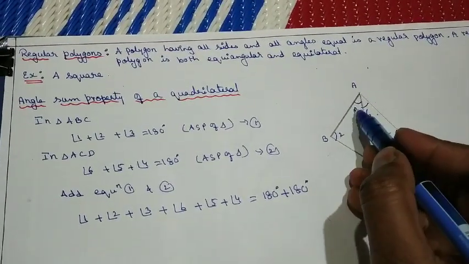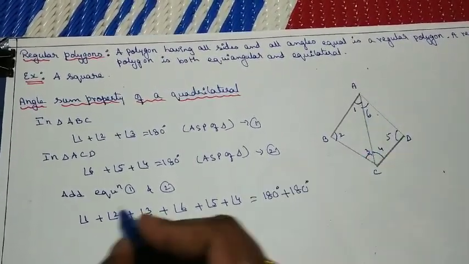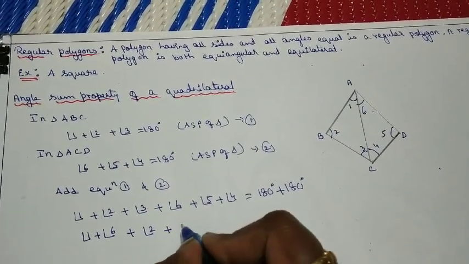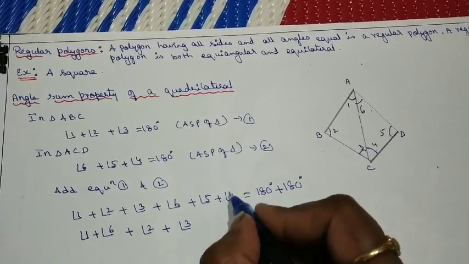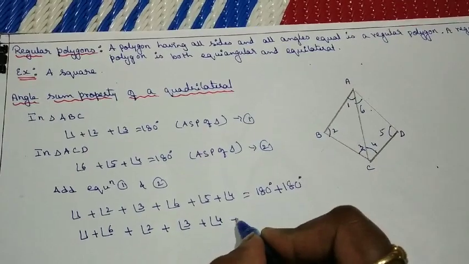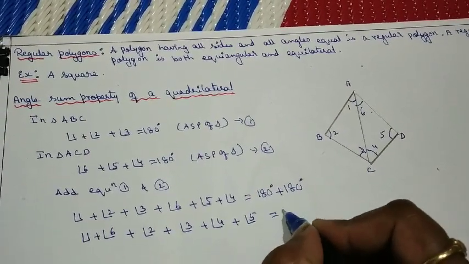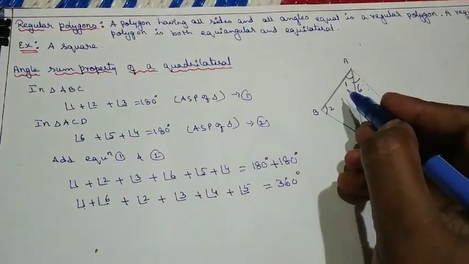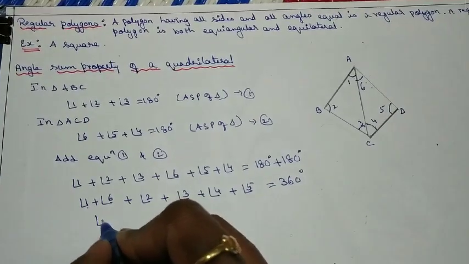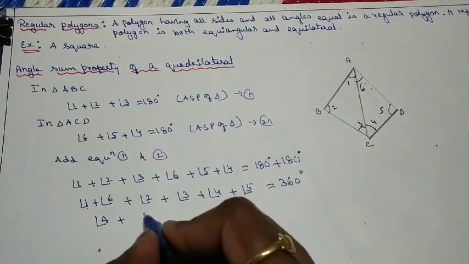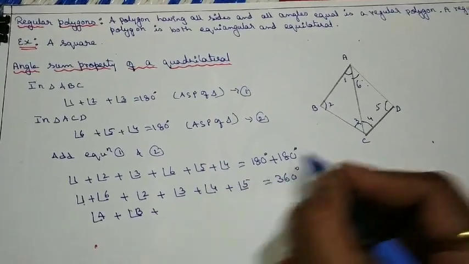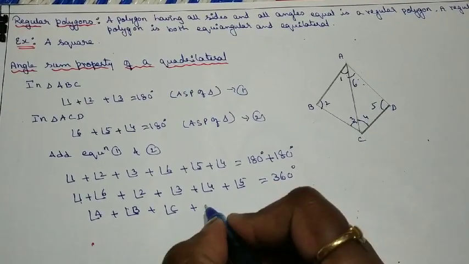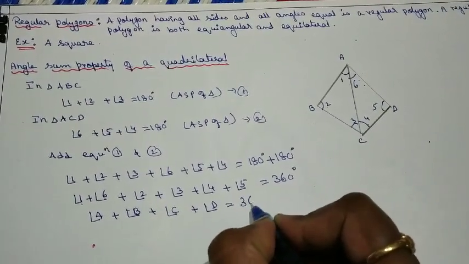Angle 1 has a pair with angle 6. So angle 1 plus angle 6 plus angle 2 plus angle 3. Along with angle 3 we have angle 4. So I'll rearrange this: angle 4 plus angle 5 equal to 360 degree. We know that the sum of angle 1 and angle 6 equals angle A, plus angle 2 is nothing but angle B, plus angle 3 and angle 4 sum makes angle C, plus angle 5 is nothing but angle D, is equal to 360 degree.